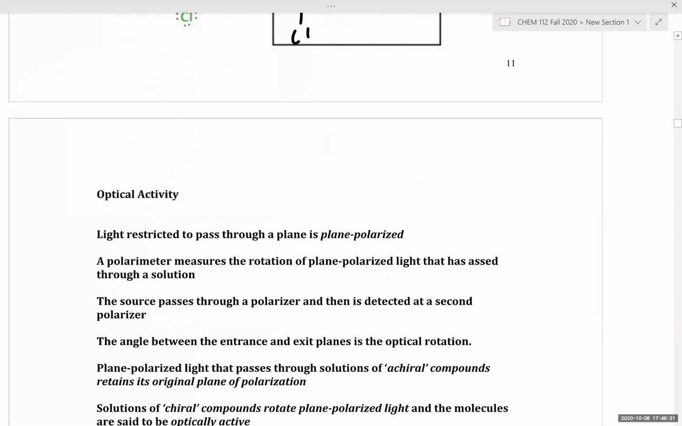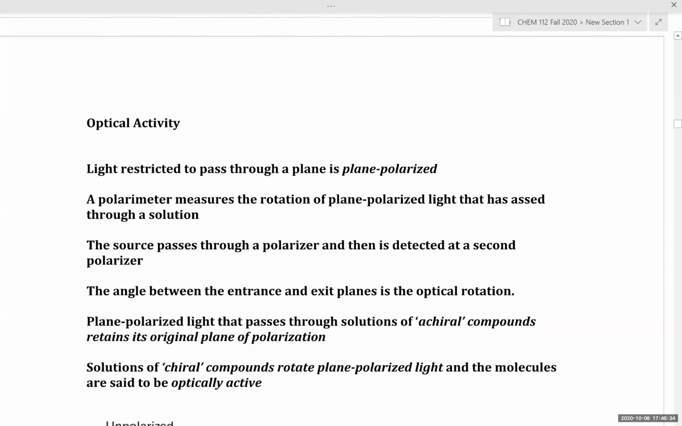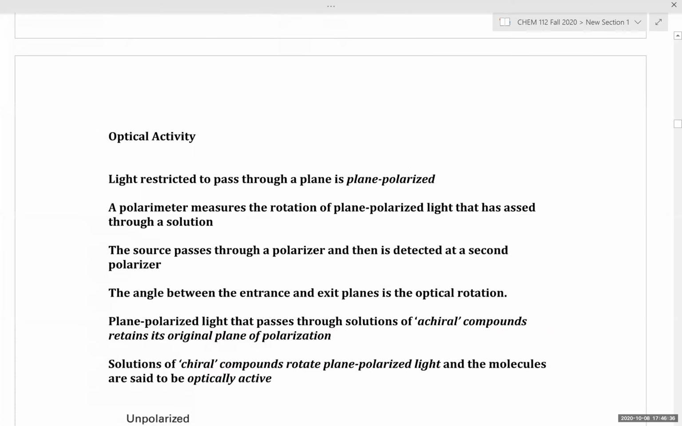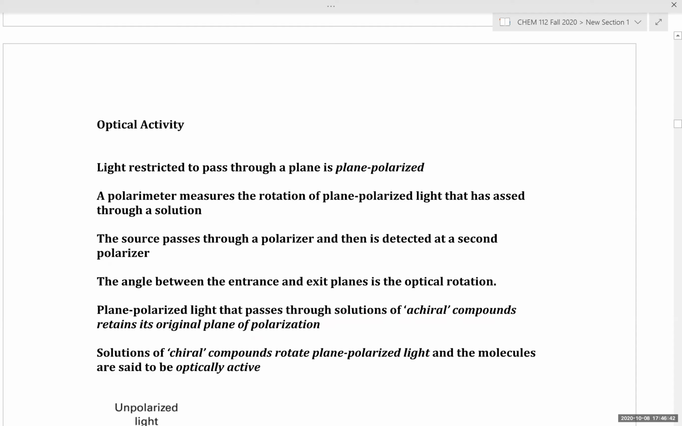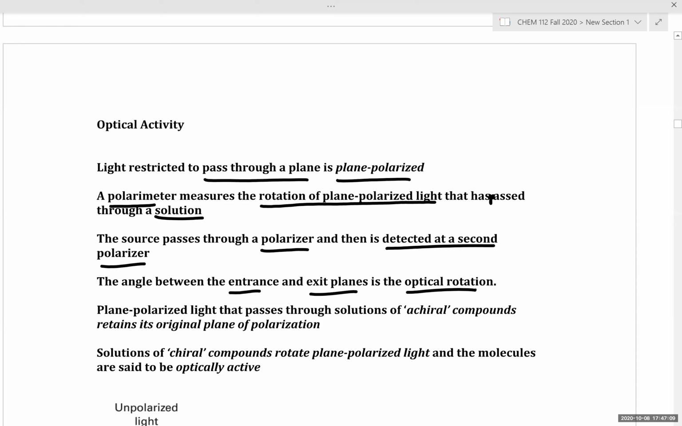Okay, let's keep going now and talk a little bit about optical activity. Light restricted to pass through a plane is known as plane polarized light. A polarimeter measures the rotation of plane polarized light that has passed through a solution. The light source passes through a polarizer and is then detected at a second polarizer. The angle between the entrance and exit planes is known as the optical rotation.